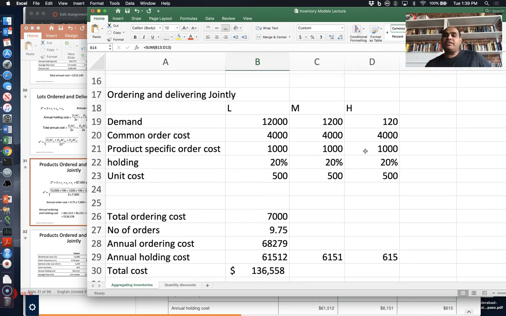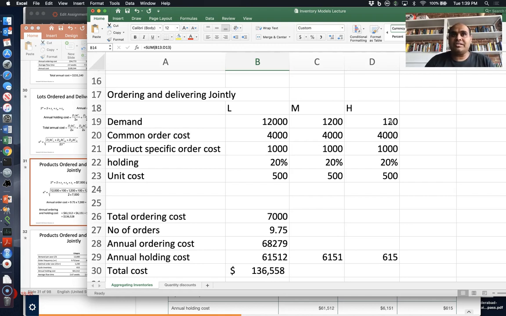But even this is one extreme in the sense that you are ordering almost 10 times a year for an item whose demand is 120. Essentially, you'll be ordering about 12 computers each time you order, or 10 or 11 computers each time you order, which is, well, ridiculous in a sense. So you should not be ordering it so often.